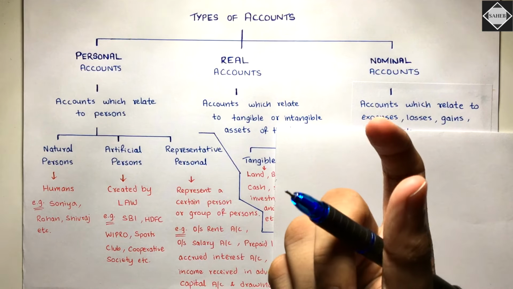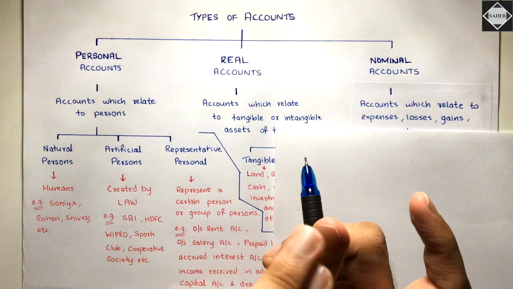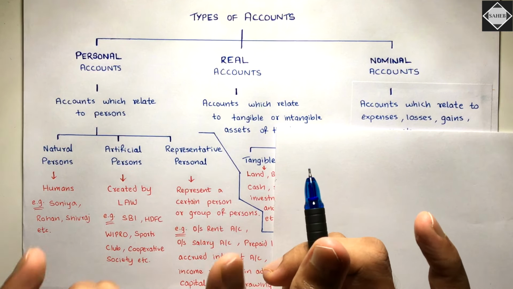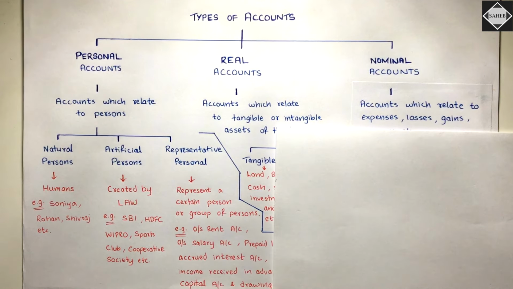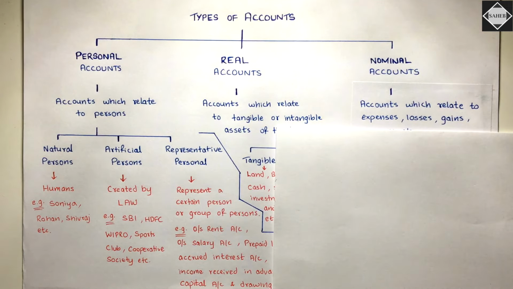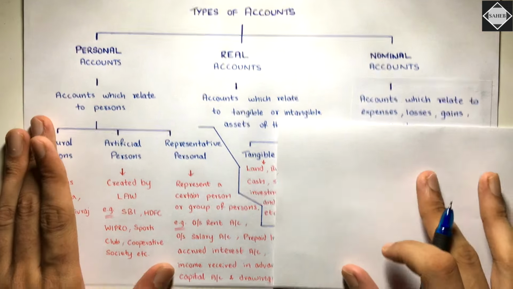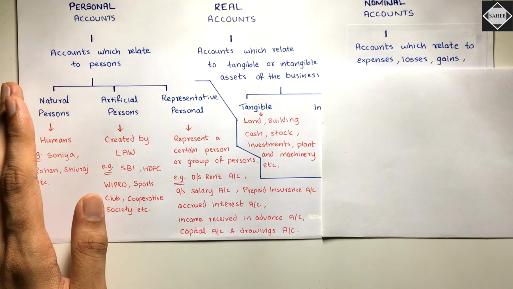Rent is an expense. To that expense account, you are adding what? You are adding a prefix. Before the word, you are adding the word outstanding. Is that okay? So that becomes a representative personal account. It represents the rent that is outstanding to the landlord. It's a representative personal account. Is it clear? Okay, so there are many examples of this, don't worry. You will understand when we see more examples of this.